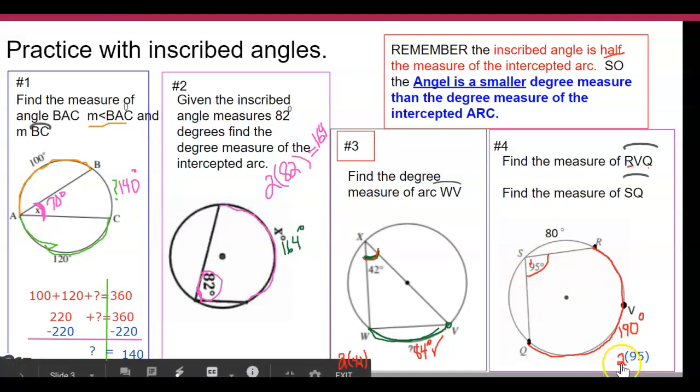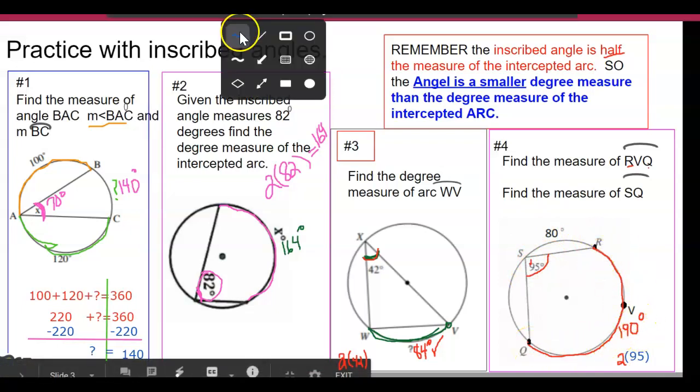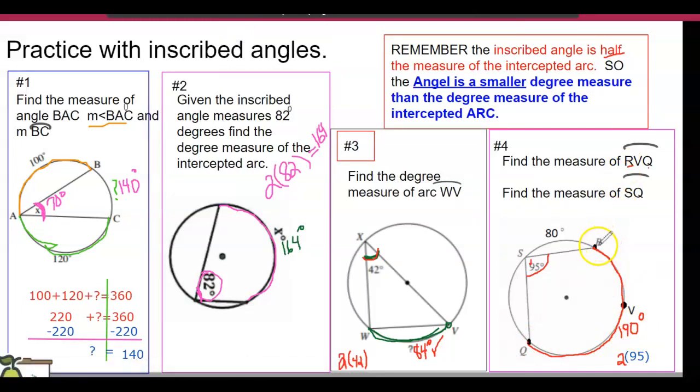Okay, you should have multiplied 95 times 2 because the angle is smaller. The arc is double. So 95 times 2 is 190 degrees. So the degree measure of arc RBQ is equal to 190 degrees, because it is double the angle.